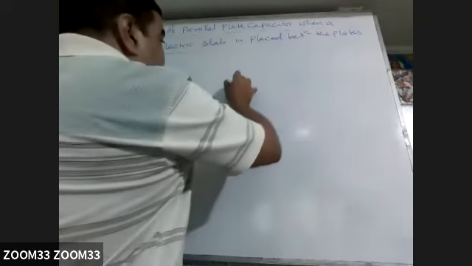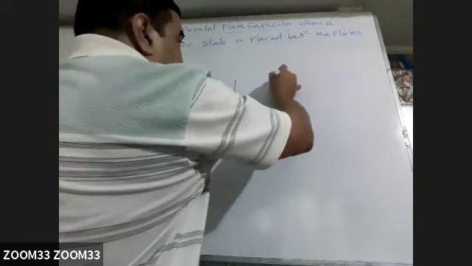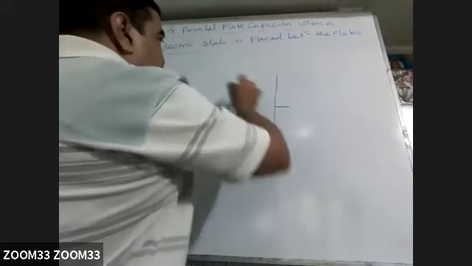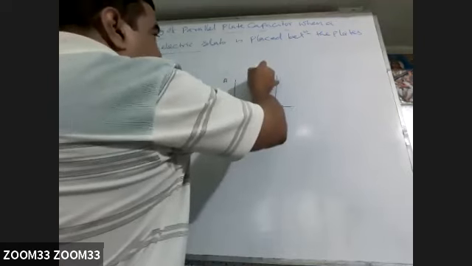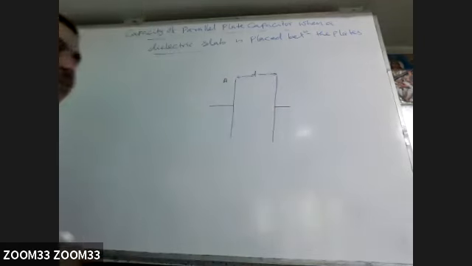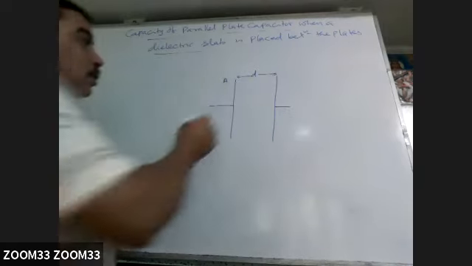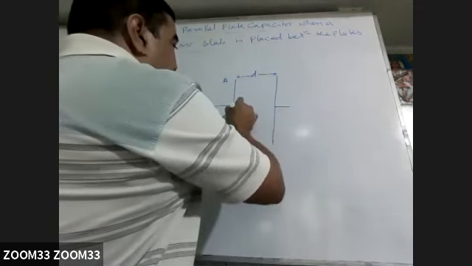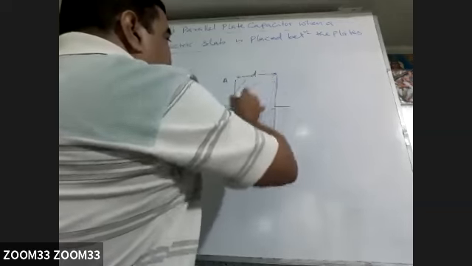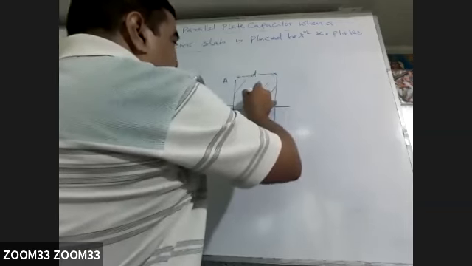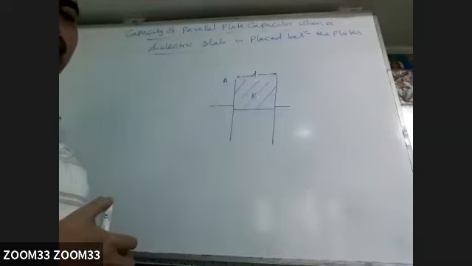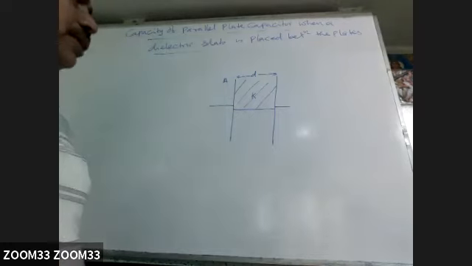Suppose sometimes it will be given, this is a parallel plate, area is A, distance is D. Now only 50% of this area has a dielectric slab inserted. And you will be asked, what is the equivalent capacity?